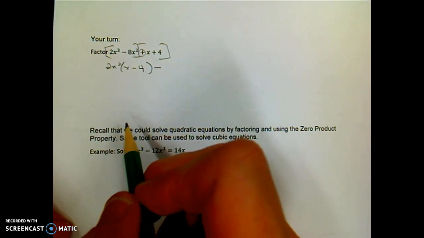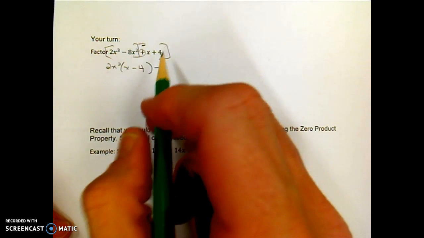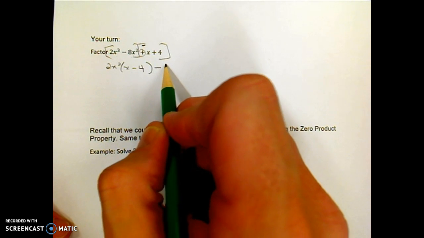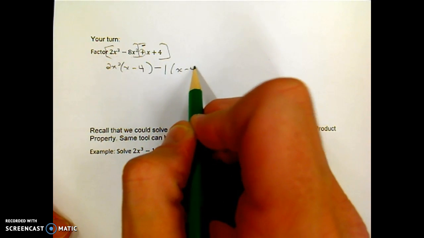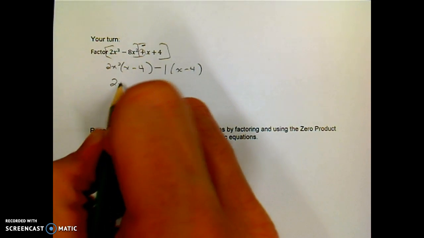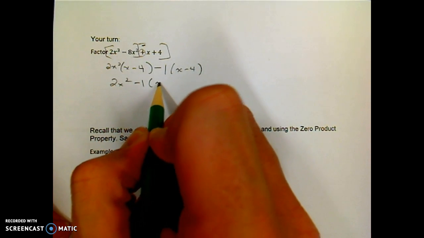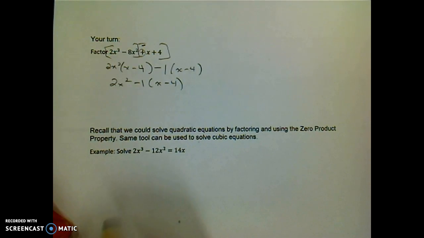I have a feeling when I copied this problem that should have been a negative. Let's make it that way. So that would give me 2x squared minus 1 times x minus 4. And this would be as far as I'd be able to go here.